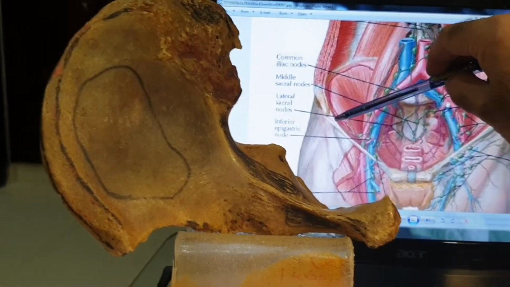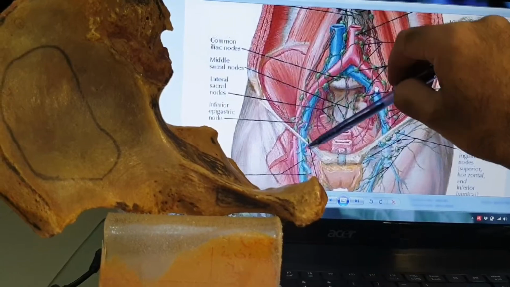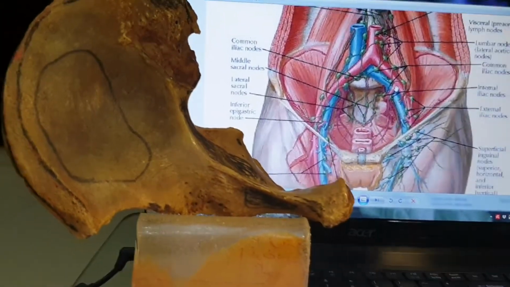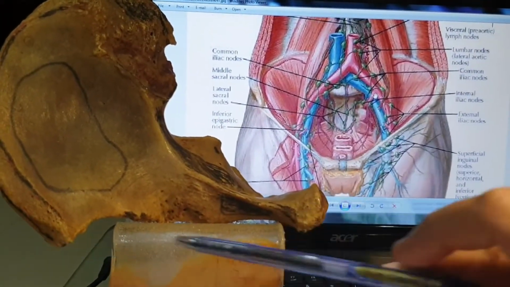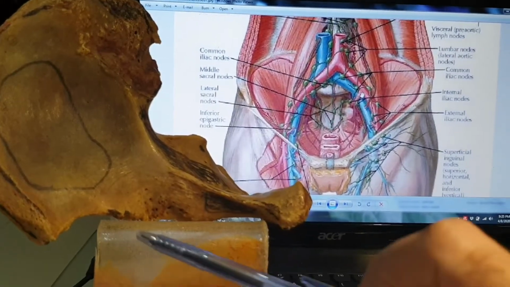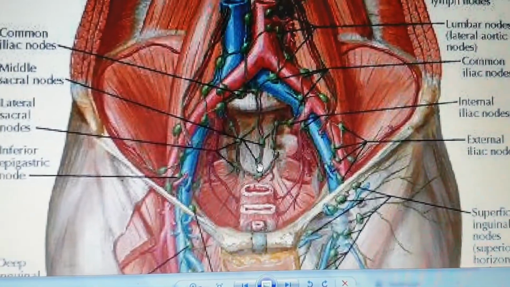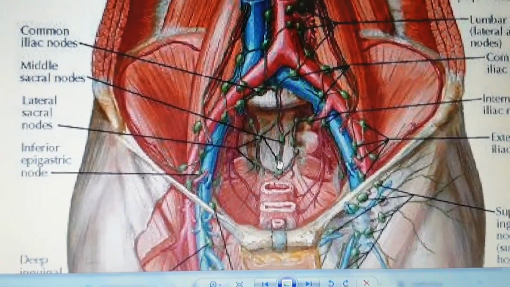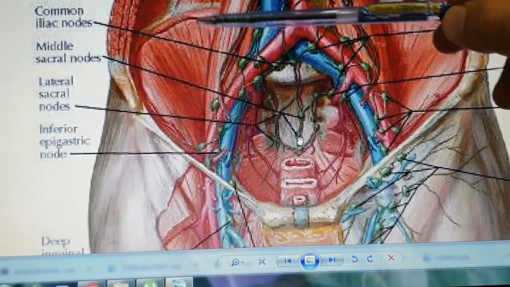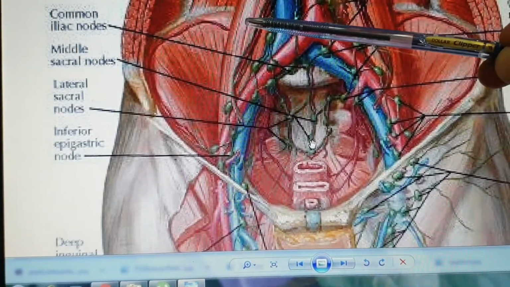The inguinal ligament is attached to the anterior superior iliac spine above and to the pubic tubercle below. This is the anterior superior iliac spine and this is the pubic tubercle. So this is the attachment of the inguinal ligament. So the fascia iliaca is basically the fascia which covers the iliacus muscle and also the psoas major muscle.